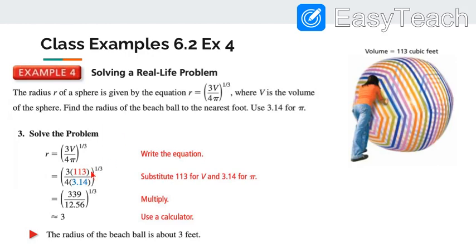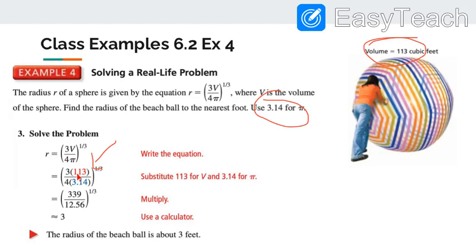Looking at some of the word problems, whenever you see things like this, if they start to introduce other values, they might be telling you exactly what to plug in. So for this one, it says the radius of a sphere is given by this big equation, r equals the third root of 3 times the volume divided by 4 times pi, where V is the volume of the sphere, and find the radius of the ball to the nearest foot. Use 3.14 for pi. Notice how they gave you the volume of the sphere and they gave you the value for pi to use.